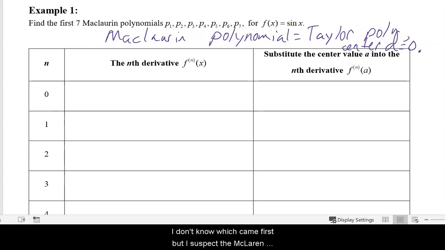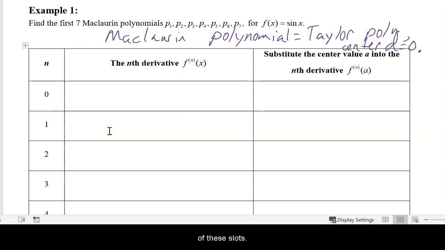I don't know which came first, but I suspect the Maclaurins came first, and then the more general understanding developed later. Let's go through and see if we can analyze how to write the first 7 Maclaurin polynomials, or the Taylor polynomials with center 0, for f of x equal to sine x. You'll see that I've developed a chart for you to use here, and I will probably have to add another row.